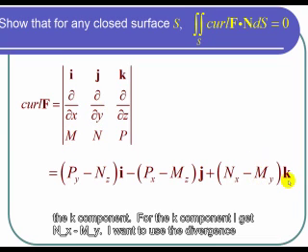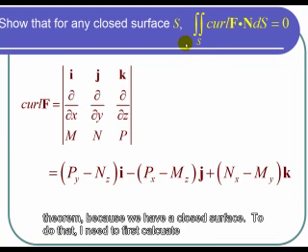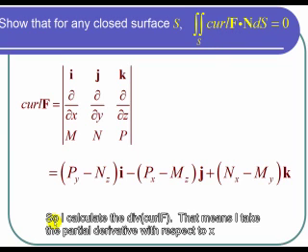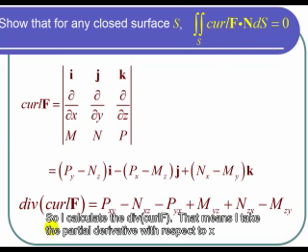So now I want to use the divergence theorem because we have a closed surface. And to do that, I need to first calculate the divergence of our vector field, and in this case, the vector field is the curl of f. So I calculate the divergence of the curl of f.